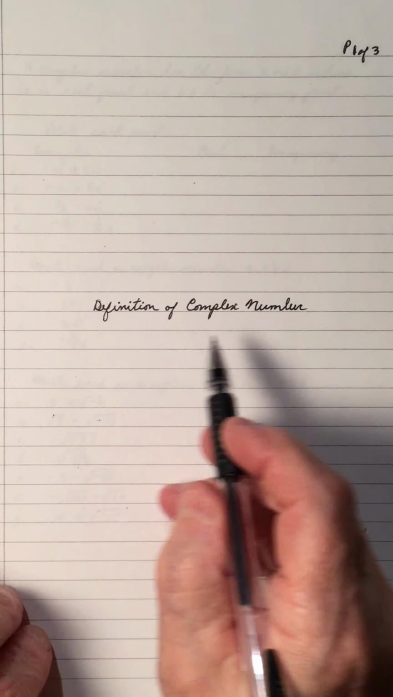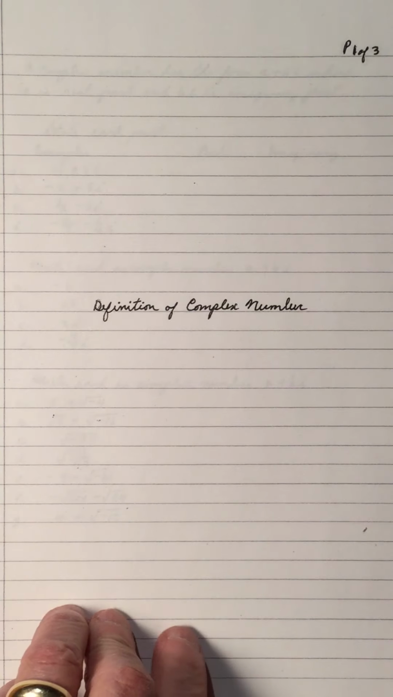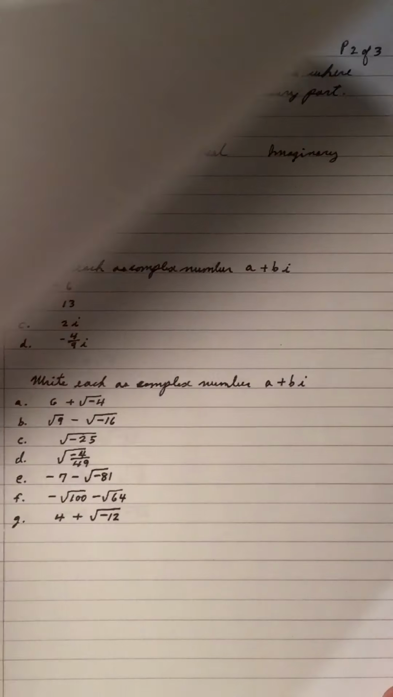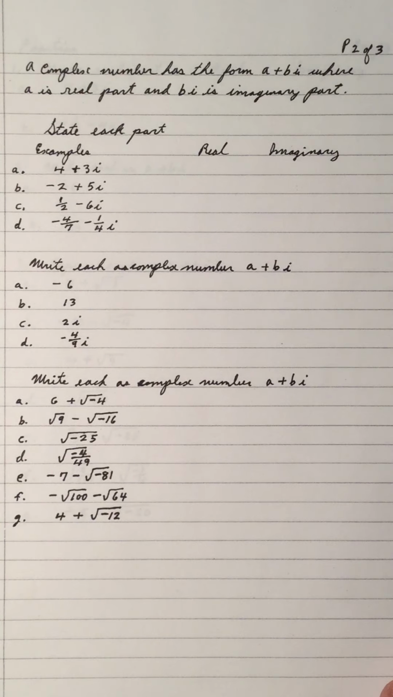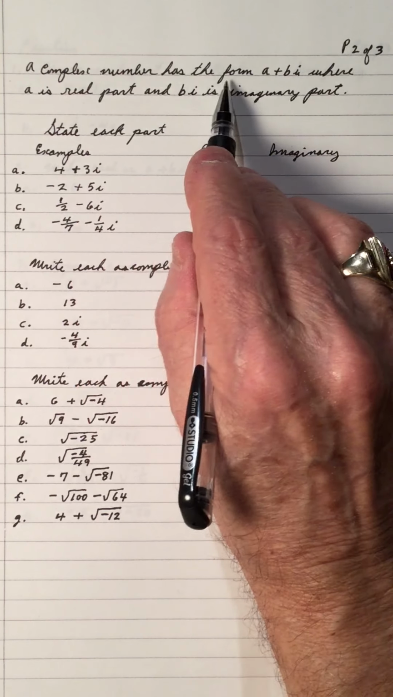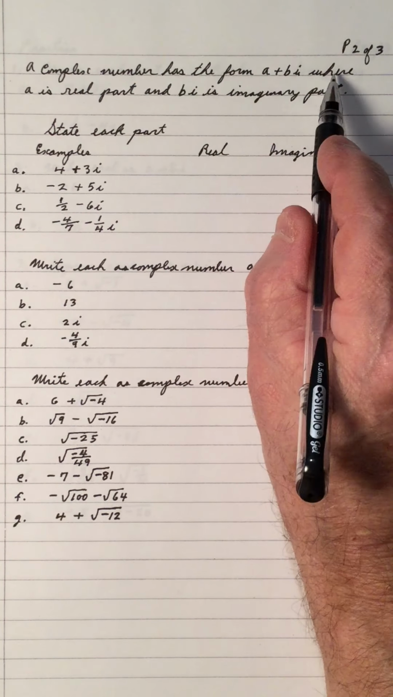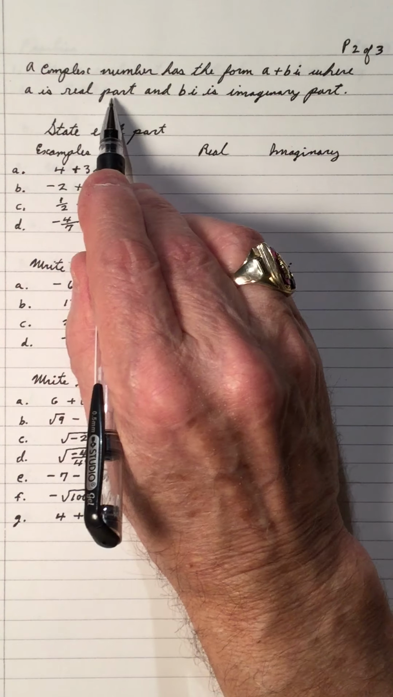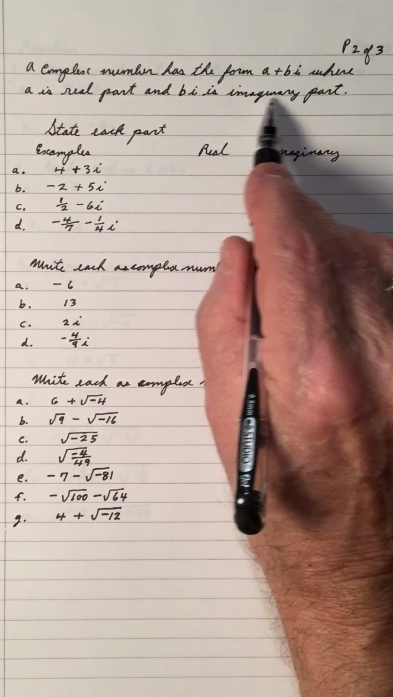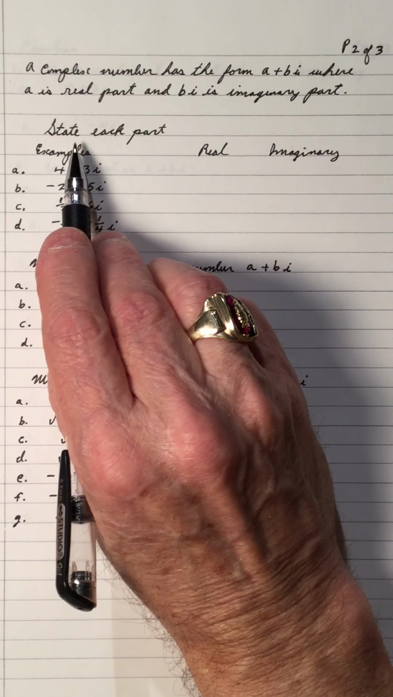This is the first video and it's on the definition of a complex number. A complex number has the form of a plus bi, where a is the real part and bi is the imaginary part. Let's do some examples.